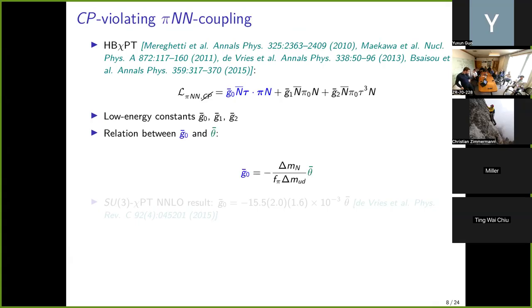And also in heavy baryon chiral perturbation theory, you can give this relation between g bar 0 and theta bar, which relates the mass difference between neutrons and protons and the mass difference between the up and down quark. Moreover, there exists an SU(3) chiral perturbation theory next-to-leading order result for g bar 0 by Andreas and collaborators, actually. Yeah, and they obtained that result here.